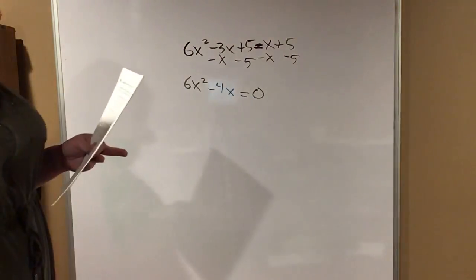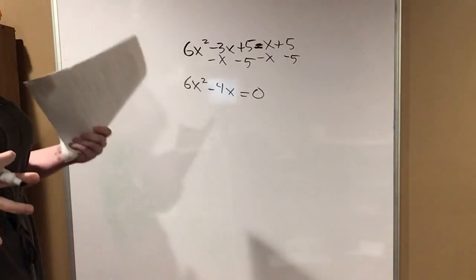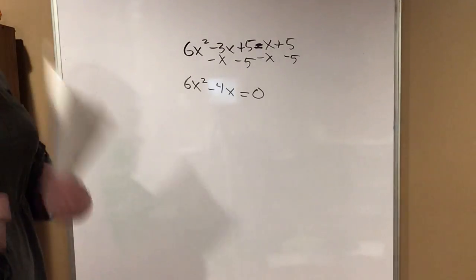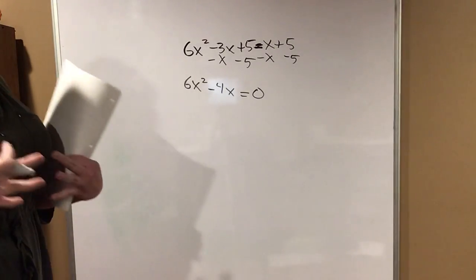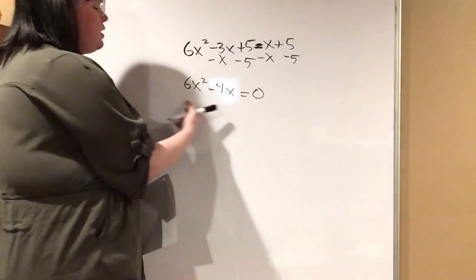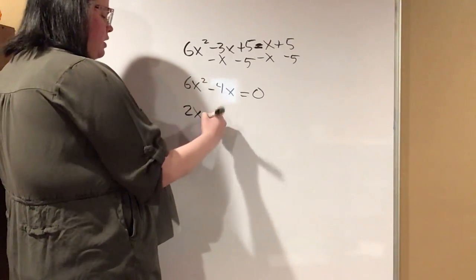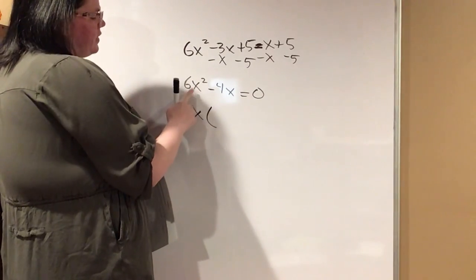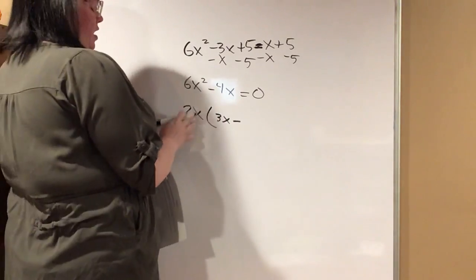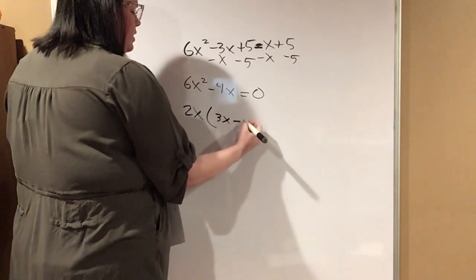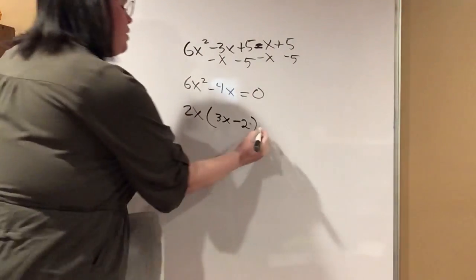So now that we have this, we were learning the past 2 videos to factor. We need to factor again. We're never going to not factor at this point. I taught you to factor for a reason, because we have to factor. So what's in common here is our 2x, because we can take a 2 out of these and an x. When I take a 2x out of a 6x squared, I'm left with 3x. Take a 2x out of a negative 4x, I'm left with negative 2. And it's all equal to 0.